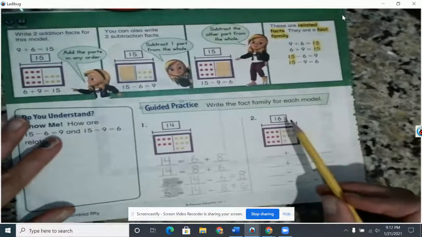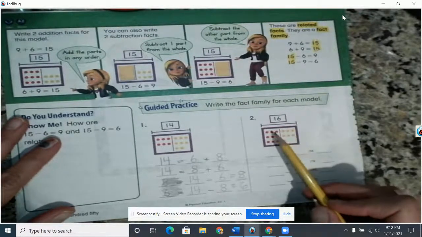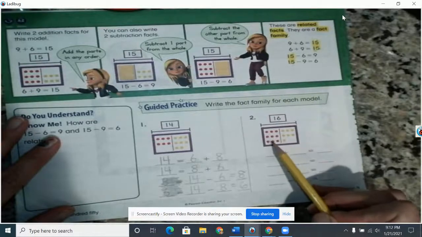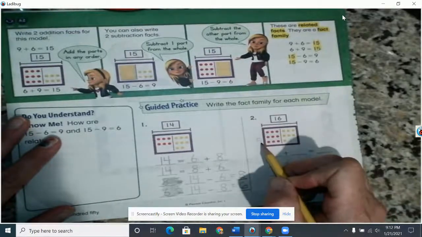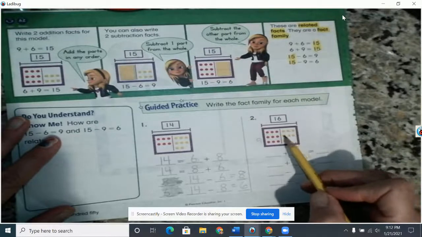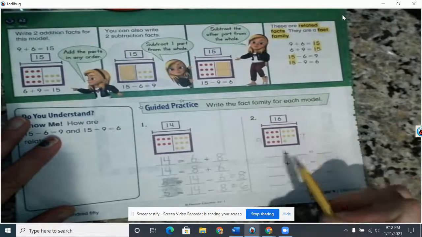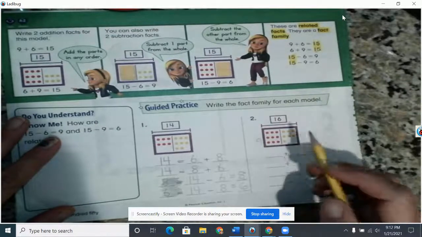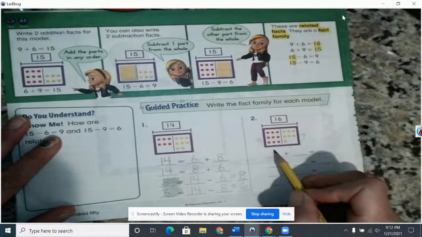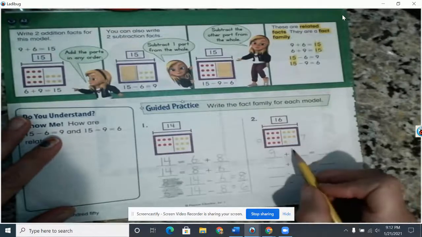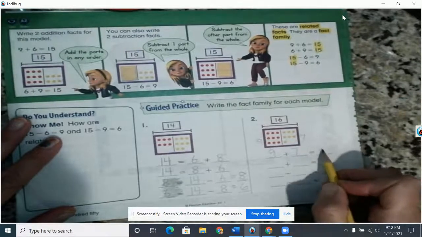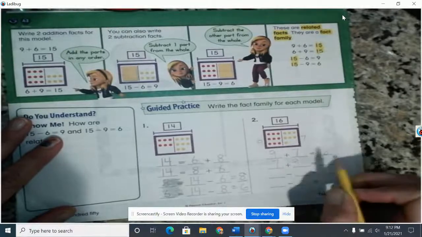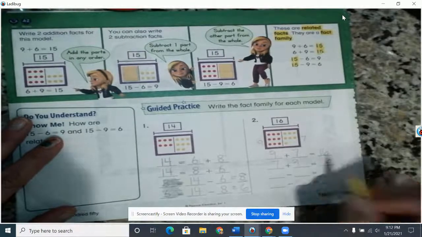Now here we have 16 is our whole number, and let's count how many on this side. 1, 2, 3, 4, 5, 6, 7, 8, 9. So there's 9 on that side. 1, 2, 3, 4, 5, 6, 7 on that side. All of them should equal 16 if you count them all up. So now we can make our addition problem or equation. 9 plus 7 equals 16. That's our whole. And then we can switch those numbers around. 7 plus 9 equals 16.